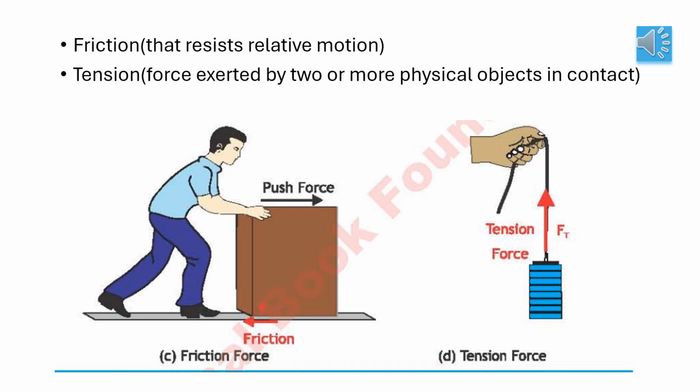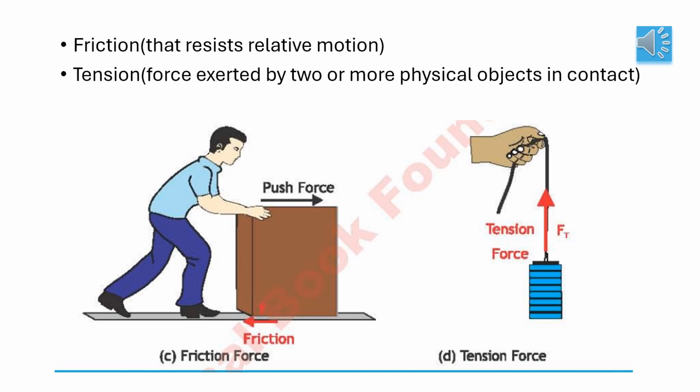So next is friction. What is friction? Whenever you are pushing or pulling a box, you are experiencing a resistive force, a force that is acting opposite to your applied force, that is acting opposite to the direction of the motion of that object, and it is called friction force. In figure C, there is a little red arrow beneath the box in opposite direction to the push, which is denoting the force of friction.